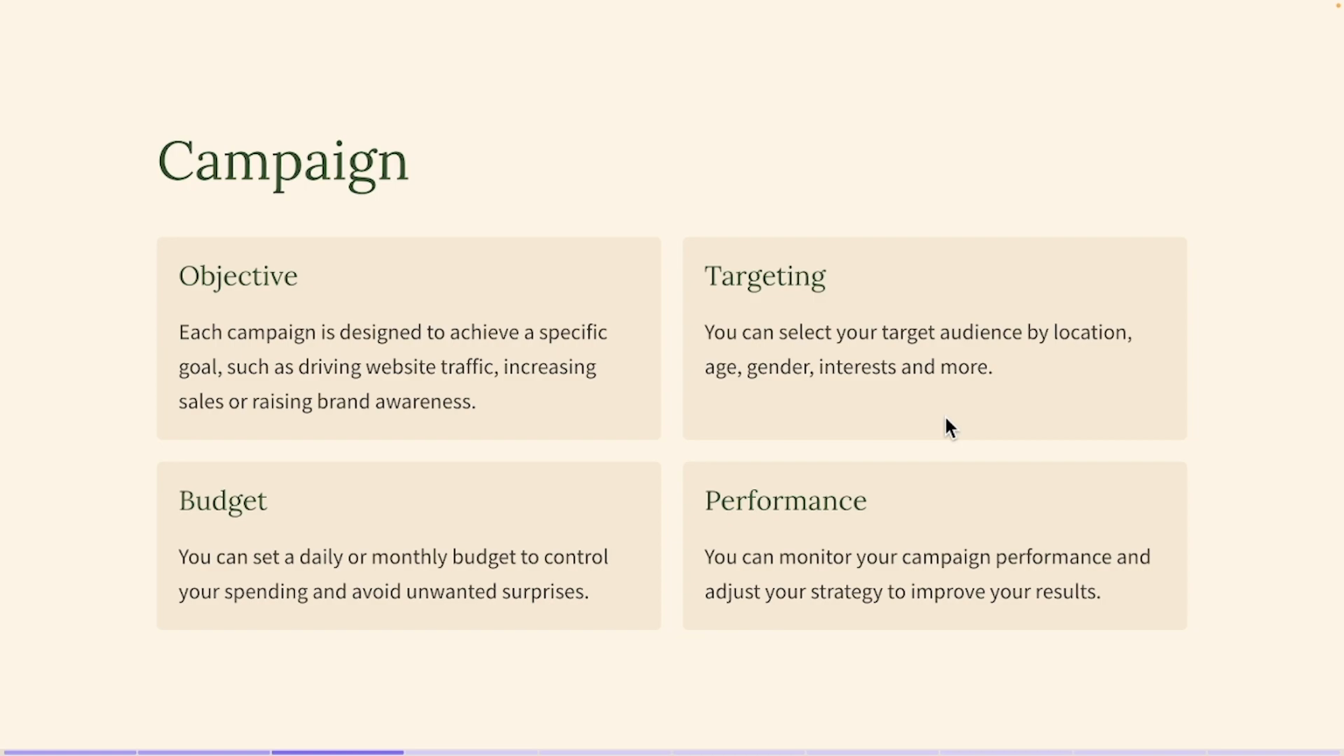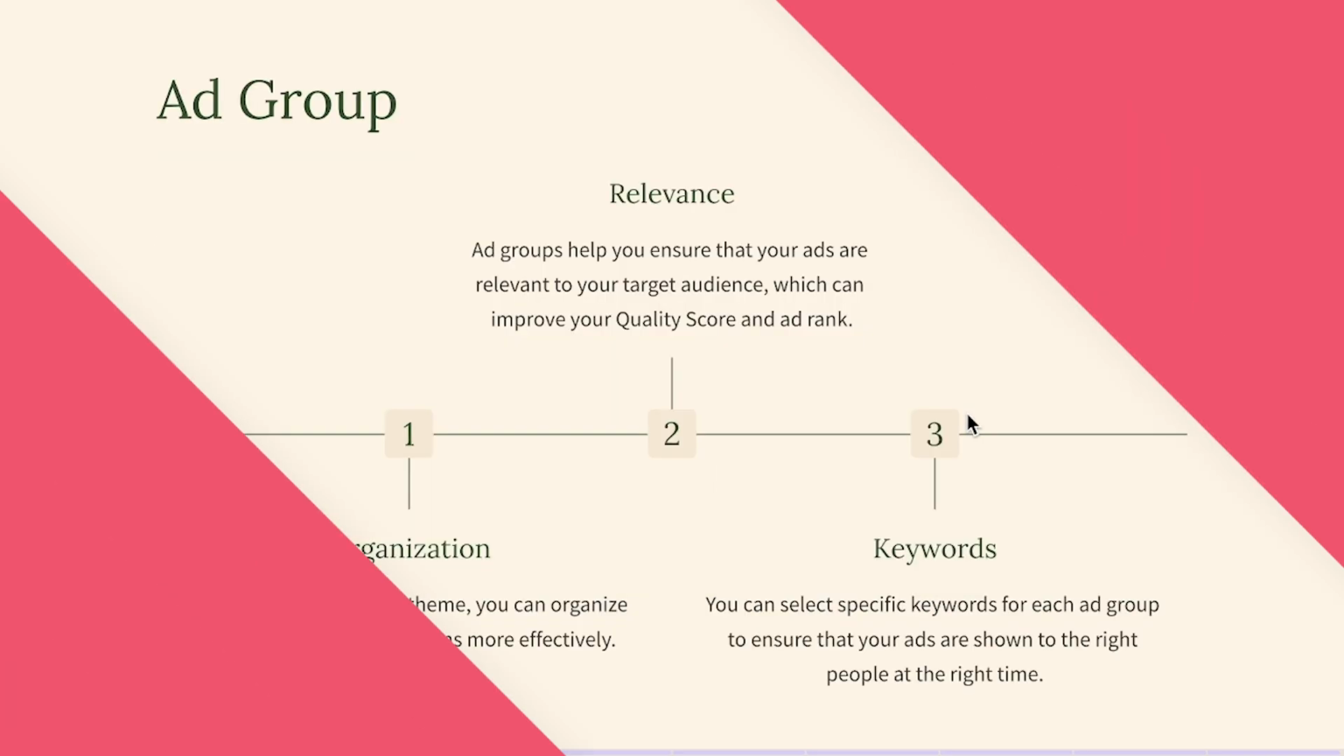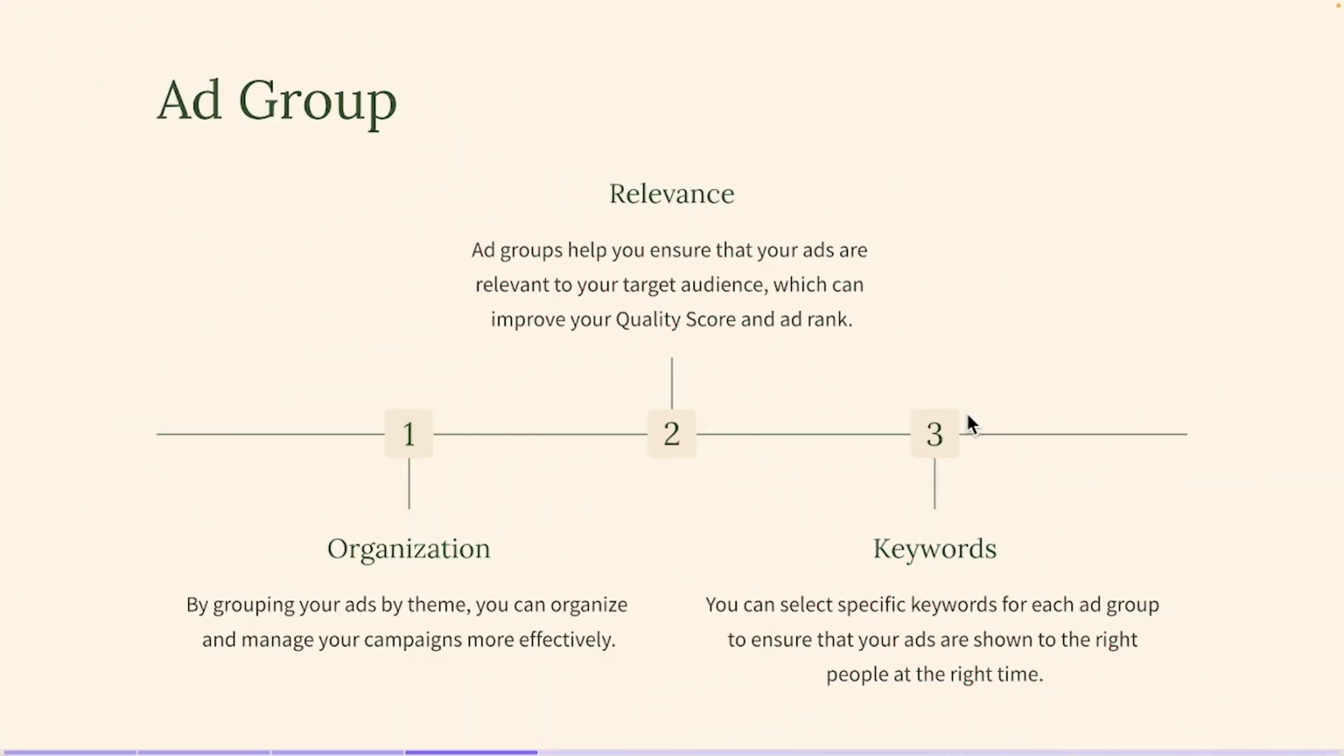There can be so many different types of campaigns, like a search campaign, performance max campaign, display campaign, shopping campaign, video campaign, smart campaign, discovery campaign. These are all of the campaign types which Google offers us, so you can use them according to your need. The third most important term is an ad group.